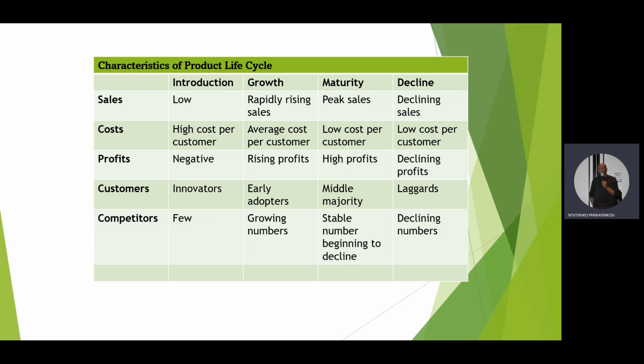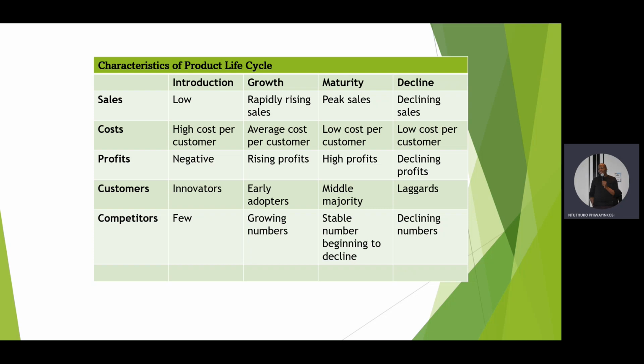The innovators are people that want to explore all the time. They want to explore how it is like to use this product. What can I do? What is something else I can do with this product? So under introduction, you're going to get innovators, the people that will buy your product just to explore, or just to experience what it is like to use your product.